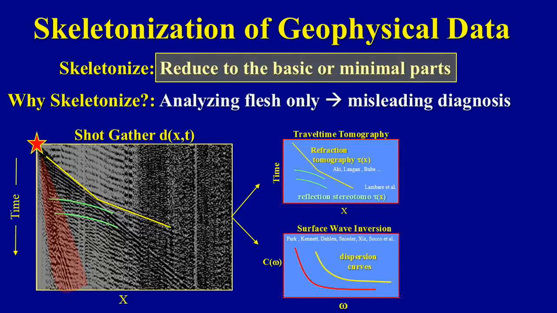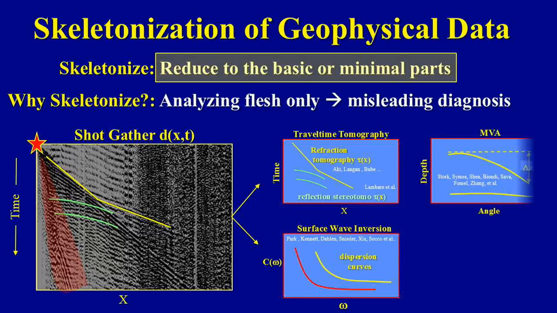Another skeletonization is you go ahead and take this red area, which is your Rayleigh waves, and you mute everything around it and only keep the Rayleigh waves, and take an FK transform, or rather a Fourier transform in time and a radon transform, and you get a plot of omega against phase velocity, C of omega, and you get the fundamental dispersion curve and the higher order curves as well. And that reduces your information, the complex wiggle information in this red zone, into simplified curves that you can invert for subsurface shear wave velocity.